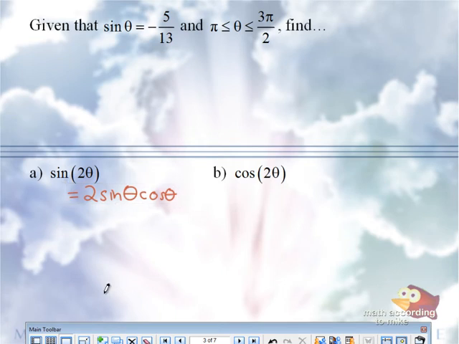Well, from the problem, they already tell us that the sine of theta is negative 5/13. But we don't have the cosine of theta. How do you want to find the cosine of theta? What should we do?